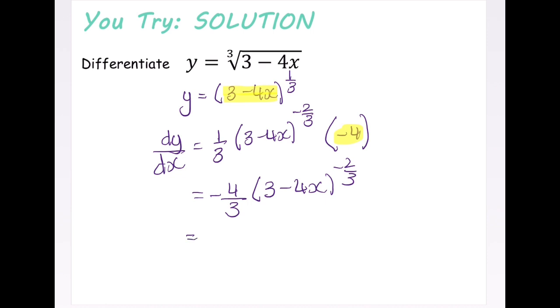We could have written that as minus 4 over 3 lots of 3 minus 4x to the power of 2/3. And that's also fine as well.